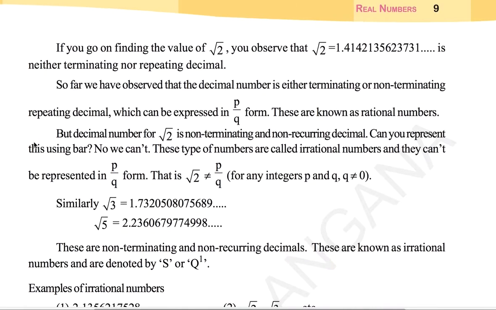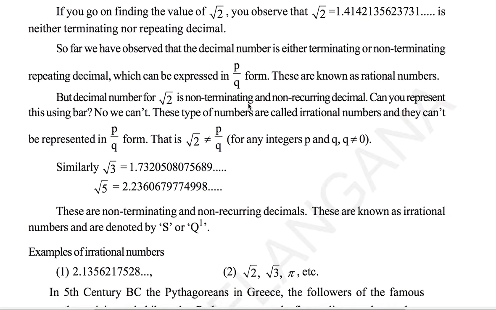But the decimal number root 2 is non-terminating and non-recurring. Can you represent it using a bar? No, we can't. These types of numbers are called irrational numbers and they can't be represented in p by q form. That is, root 2 is not equal to p by q for any integers p and q where q is not equal to 0. Similarly root 3, similarly root 5.